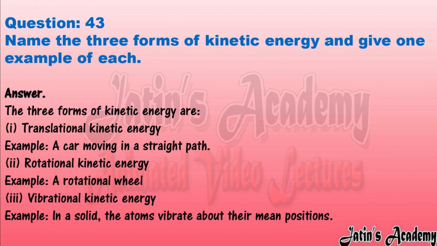Question 43. Name the three forms of kinetic energy and give one example of each. Answer. The three forms of kinetic energy are: first, translational kinetic energy. Example, a car moving in a straight path. Second, rotational kinetic energy. Example, a rotating wheel. Third, vibrational kinetic energy. Example, in a solid, the atoms vibrate about their mean positions.